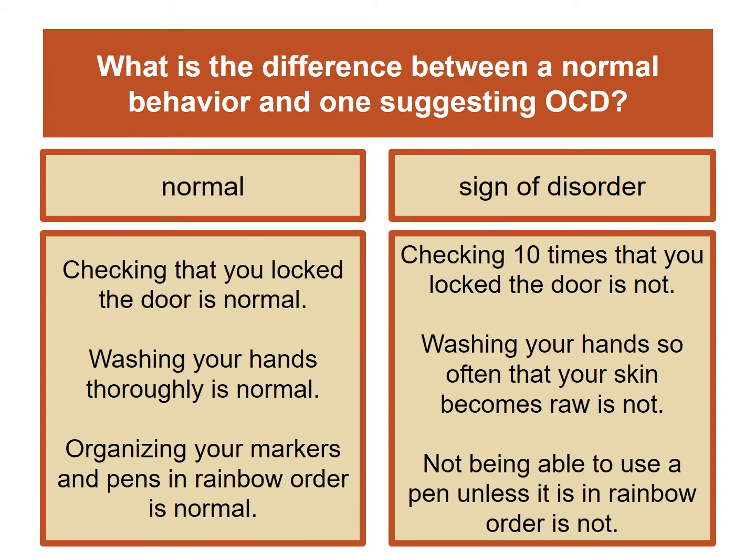Now, what's the difference between a normal behavior and one suggesting OCD? So normal is that you check that you lock the door. That's normal. Washing your hands thoroughly is normal. Organizing your markers and pens in rainbow order is normal. Checking 10 times that you lock the door is not. Washing your hands so often that your skin becomes raw is not. Not being able to use a pen unless it's in a rainbow order is not.